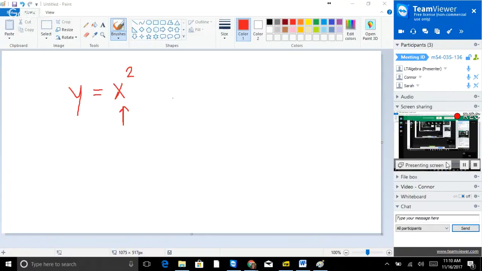Is my screen sharing okay? Can you see that? Okay, all right. On my TeamViewer, it looks like it's still on a different screen, so I just wanted to make sure.